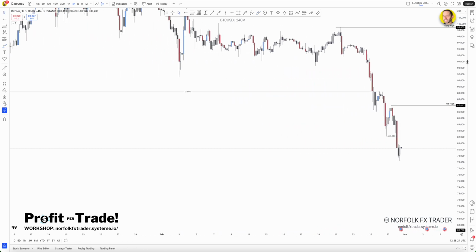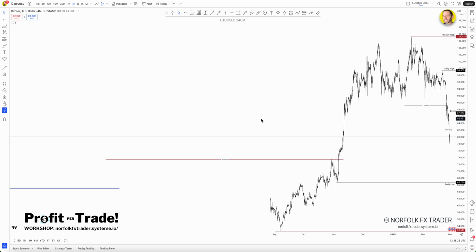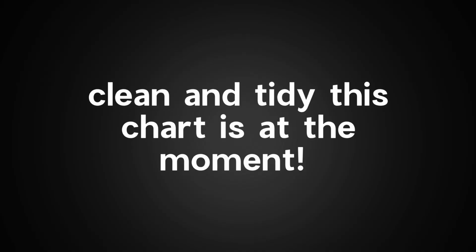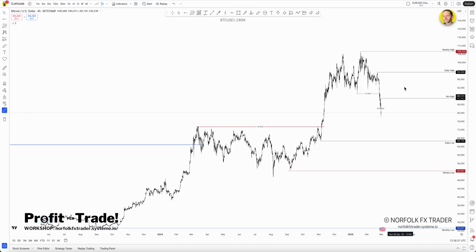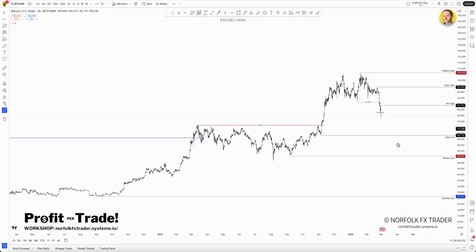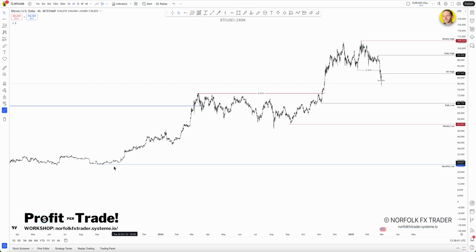So now we zoom out. Let's zoom right out on this 4 hour time frame. Look at how clean and tidy this chart is at the moment. We have just those 3 levels on each time frame. Now, I don't think we can go as far out for the monthly here, but we may be able to. Yep, we can see the monthly low. That's our monthly break of structure. We're starting to see a pullback into the monthly. This is our last weekly break of structure, our weekly low, our weekly high, and we've started that pullback against that area on the weekly.